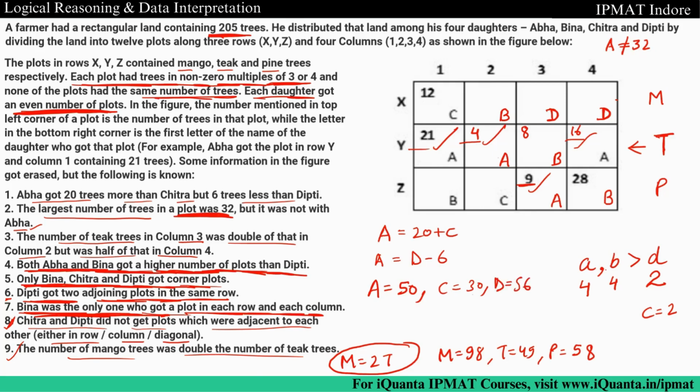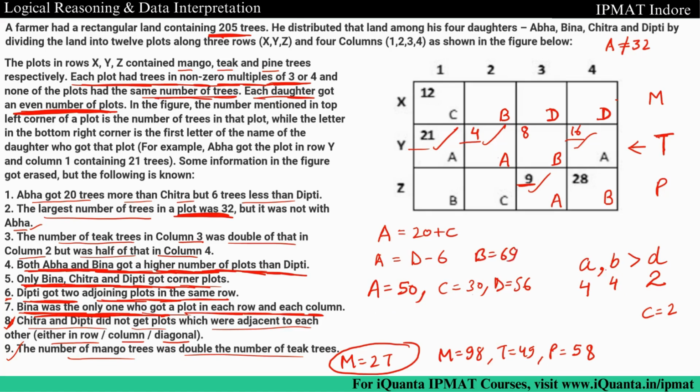Understood? Now, as soon as we have the total number of trees with A, C, D, we can easily find out the number of trees with B, because the sum of trees with A, B, C, D should be equal to 205. So A, B, number of trees with C, and number of trees with D, 56, should be equal to 205. So if I solve this and find out the value of B, it will be equal to 69. Okay. So I'll just keep B equal to 69 with me.